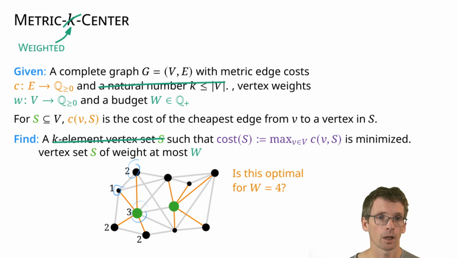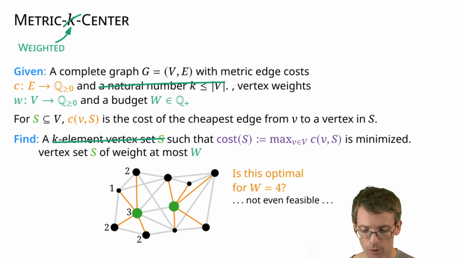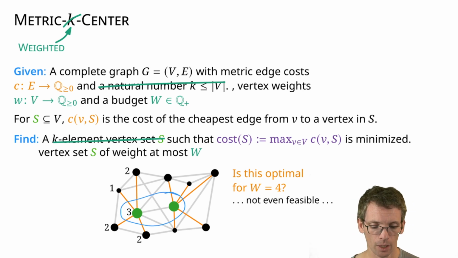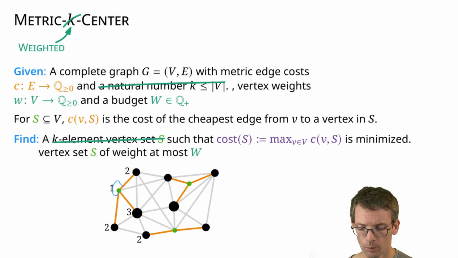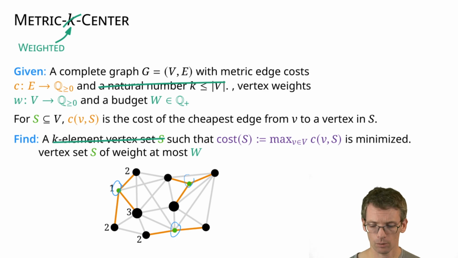And of course not, because this is not even a feasible solution. These two green ones together would have a weight of 6, so I cannot select them. An optimal solution could, for instance, be this one here. So I have 3 vertices of weight 1. With that, I stay in my budget, which I said was 4. Of course, I could also select 2 of weight 2, or 2 of weight 1 and 1 of weight 2.